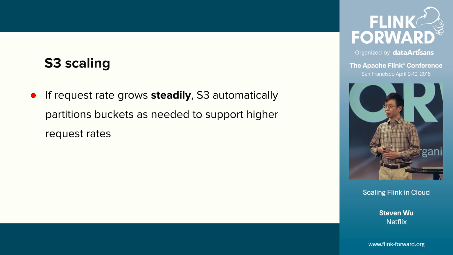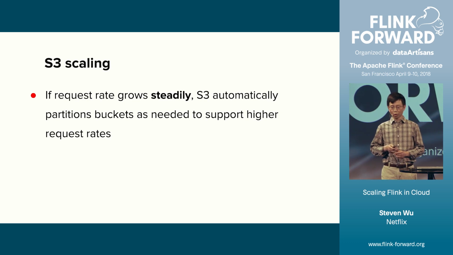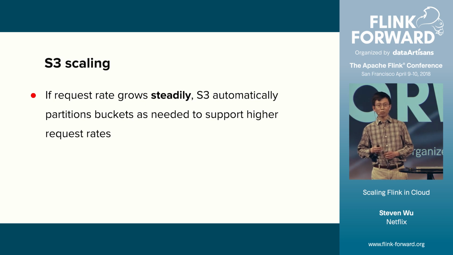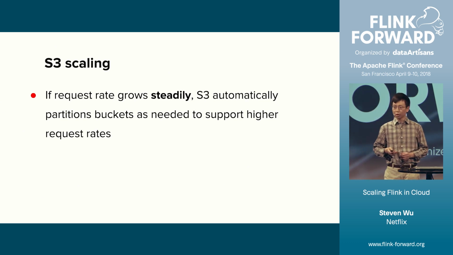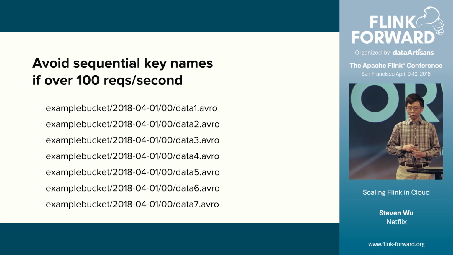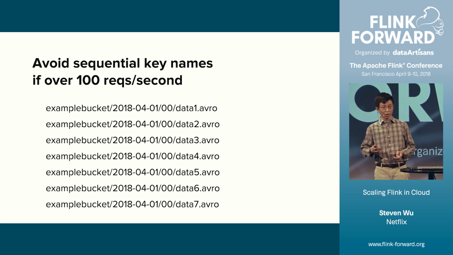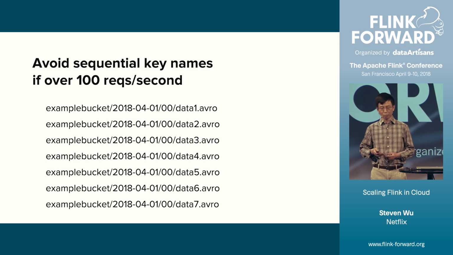If the request rate grows steadily, S3 will automatically partition the buckets to support a higher request rate. The keyword here is steadily. If you have a big rollout, or if your traffic has a sudden jump, S3 may slow down or may throttle you. So if you use sequential key names, for example, a timestamp, S3 might target one specific partition for a large number of keys. That can overload the I/O throughput of that partition. So your transactions may be slowed down, or you may also be throttled.